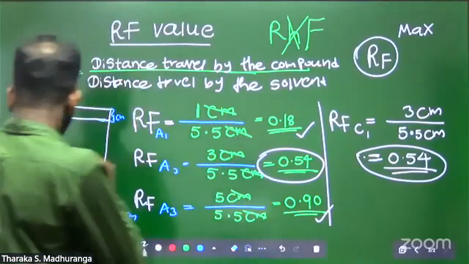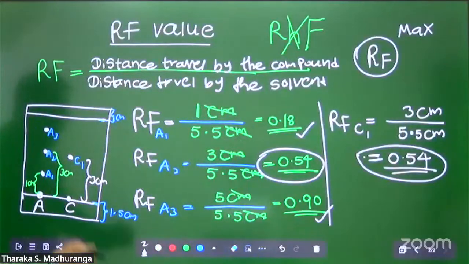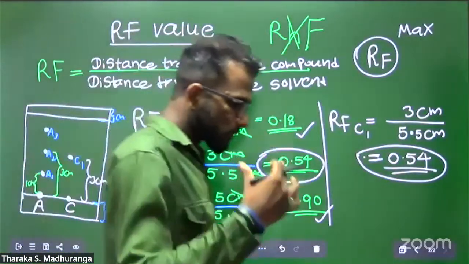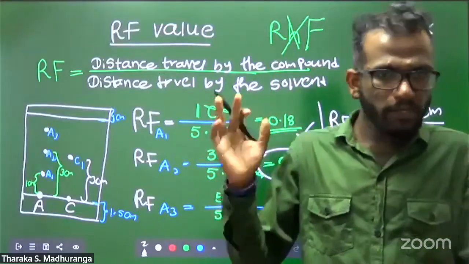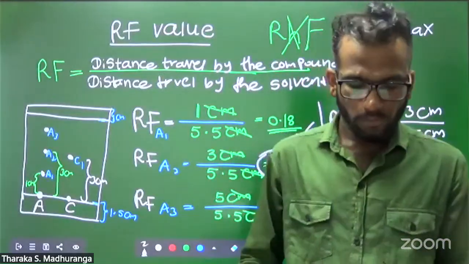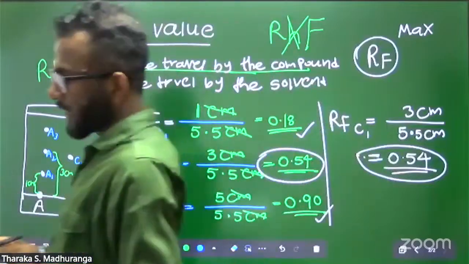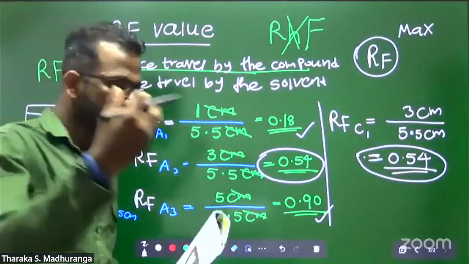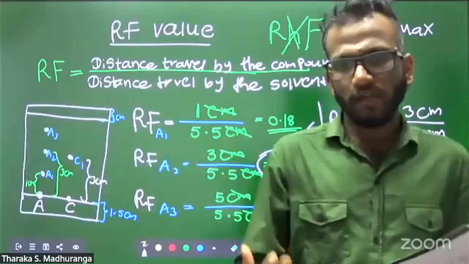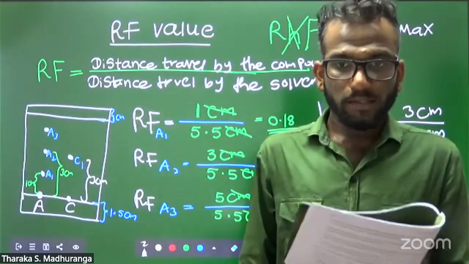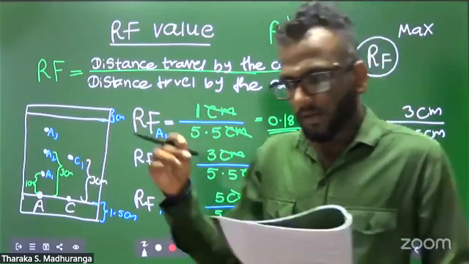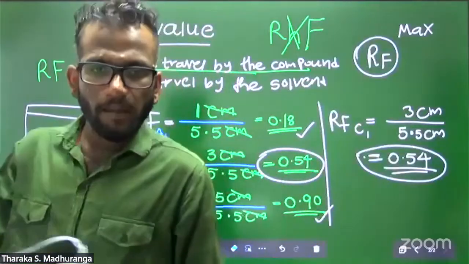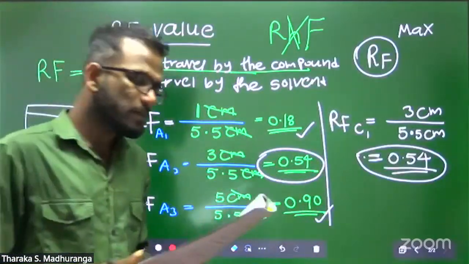Mark these points by pencil and measure the distance from the baseline. We can calculate the RF value, and we can identify whether these compounds, the control sample and the purified sample, are present or not in our crude product.